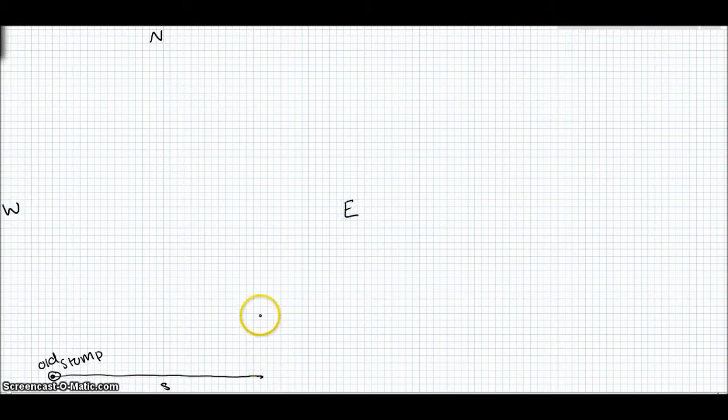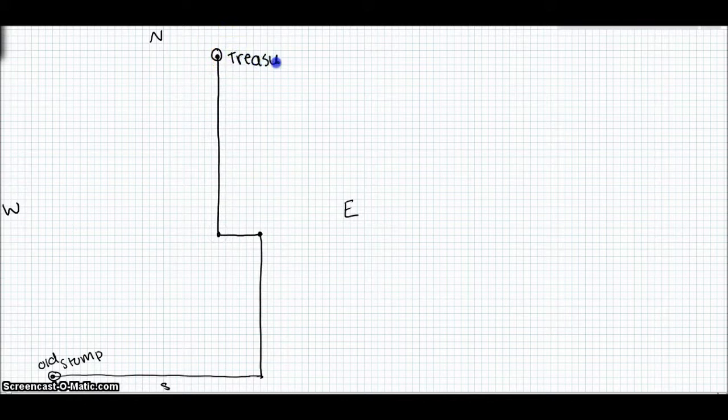Then it says to take 20 paces north, so you draw a line 20 paces up to mark the trail. After that, it says to take 6 paces west, so you draw a line 6 squares to the left. Then it says to take 25 paces north, so you draw a line approximately 25 squares up. Once you've done that, you have the trail. The hidden treasure is up at the end of the line.